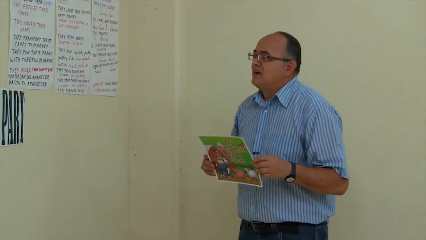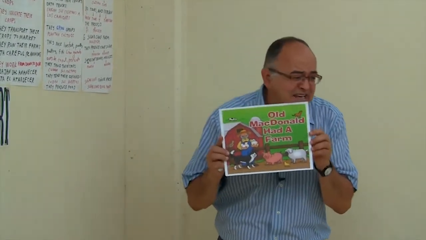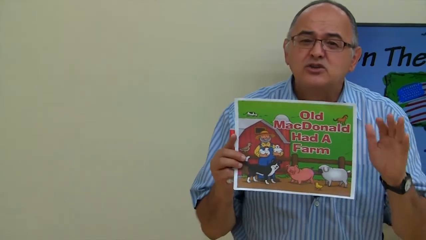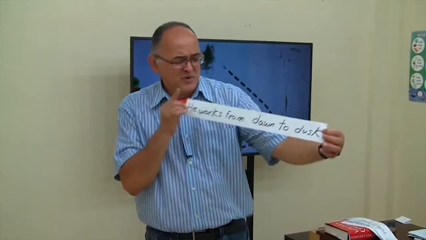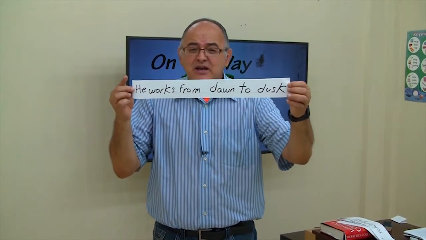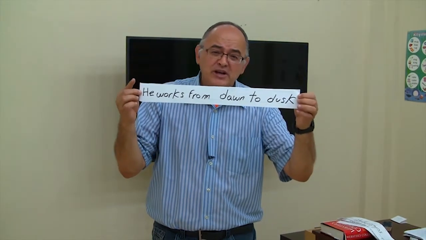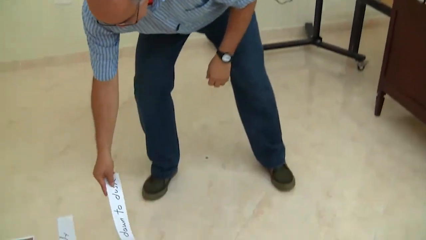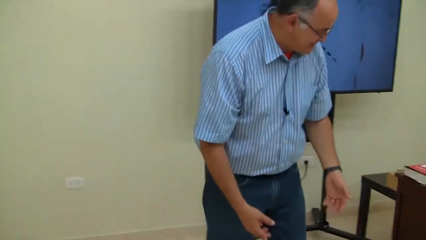The question is, what does he do? So you see here that a farmer has to be very dedicated to his farm. So Old MacDonald is going to do this, or he does this, right? First of all, poor MacDonald has lots to do. Poor MacDonald, he works from dawn to dusk. I mean, he works from 6 o'clock in the morning until 6 o'clock in the evening. Oh, poor MacDonald. Trabaja del amanecer al atardecer.